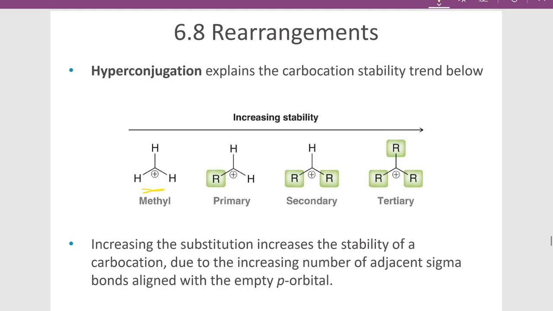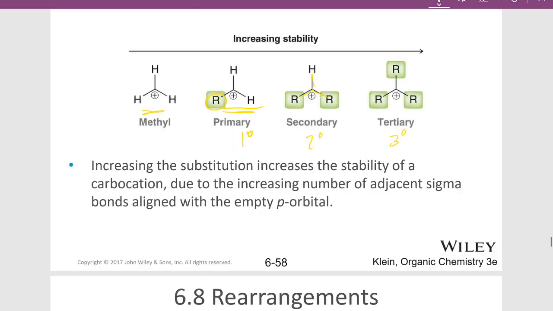So the methyl group is the least stable, and then if we have 1 alkyl group, that's called primary, because it has 1 alkyl group. And then we have a carbocation possibility that has 2 alkyl groups, that's called secondary, okay? And 3 alkyl groups is called tertiary. Well, a tertiary carbocation is more stable than a secondary, which is more stable than a primary, which is more stable than a methyl, okay? And so increasing the substitution of the carbocation increases the stability, and that is going to allow those neighboring carbons to align themselves with that empty p orbital.